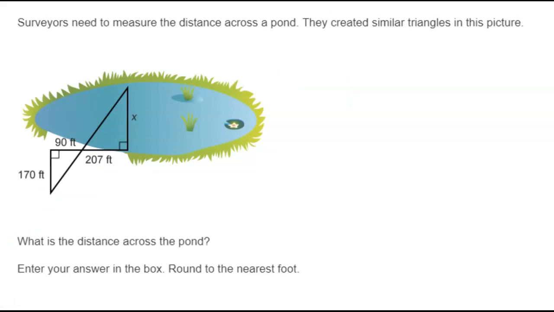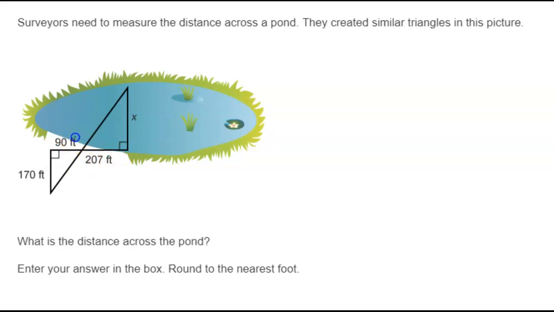Okay, let's look at the next problem that you might possibly have. Surveyors need to measure the distance across a pond. They created similar triangles in this picture. What is the distance across the pond? We notice here that here is our right angle and here is our right angle.